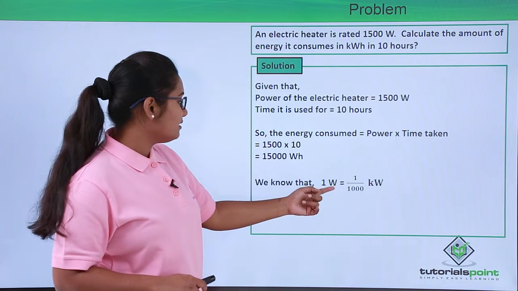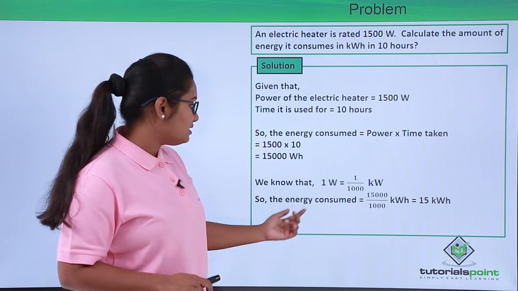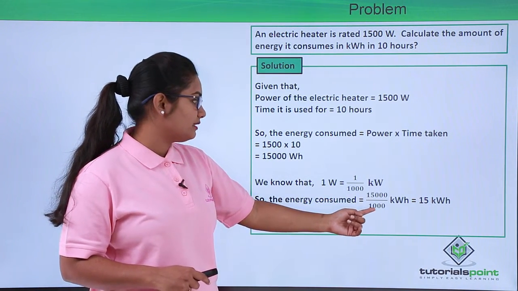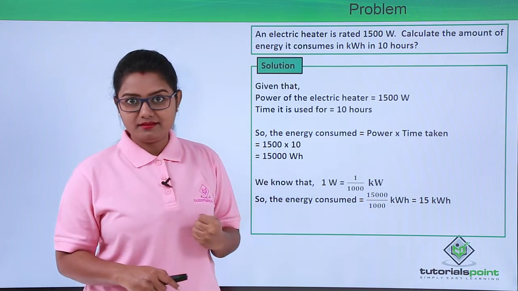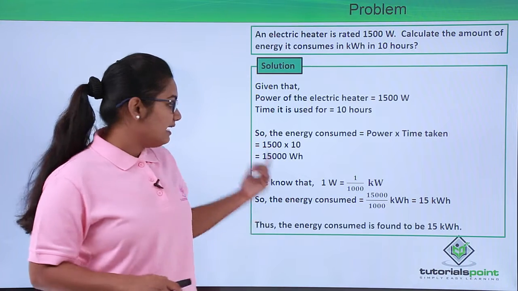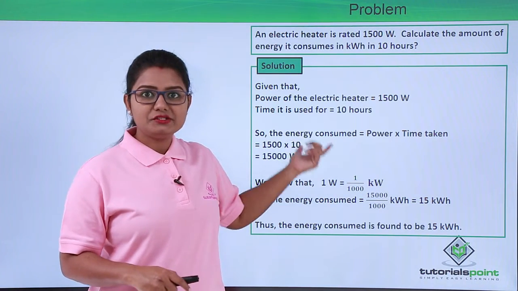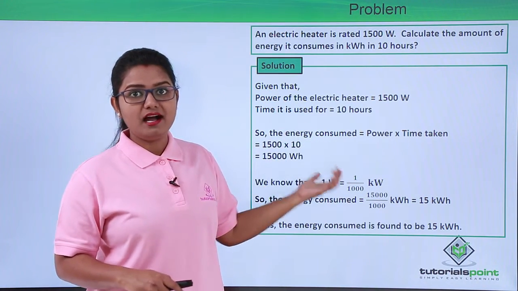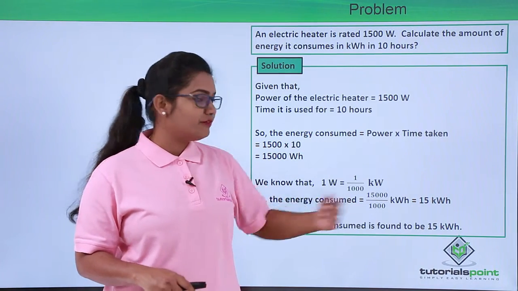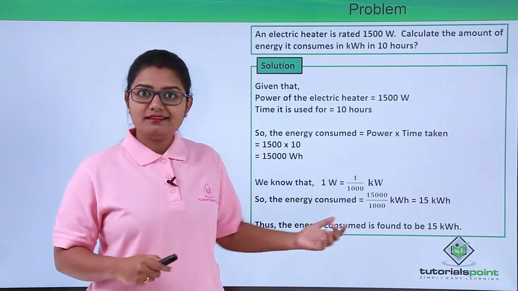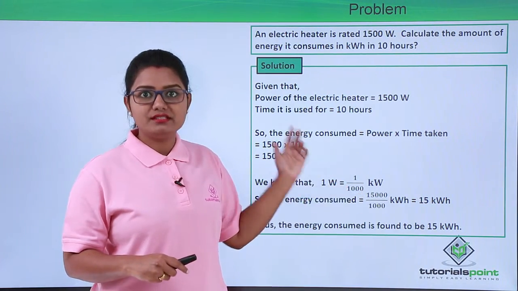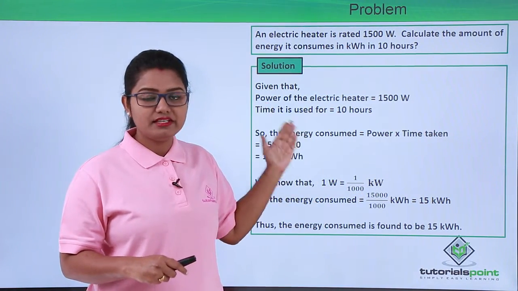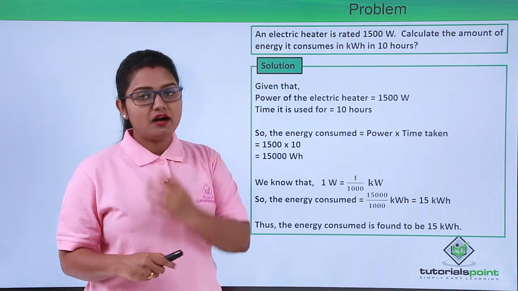So on using this relation, we have the energy consumed to be 15,000 divided by 1000 kilowatt hour, and this turns out to be 15 kilowatt hours. So the energy consumed by the electric heater when it is used for 10 hours is found to be 15 kilowatt hour, or in other words we can say that 15 units of energy was consumed by this electric heater when it was used for 10 hours.